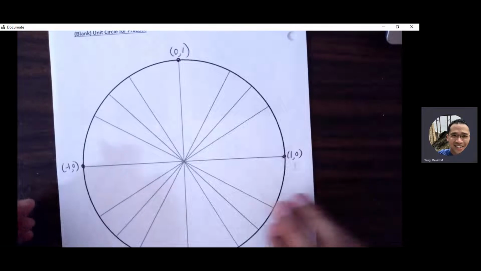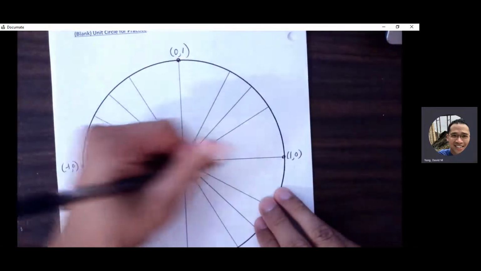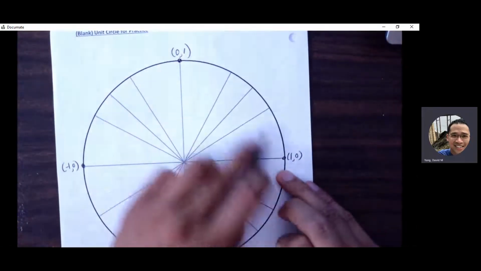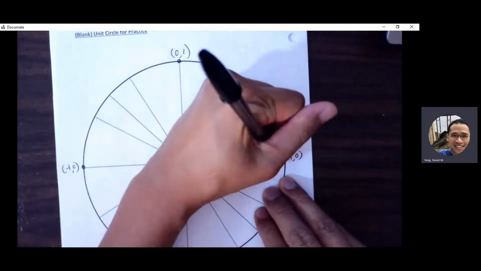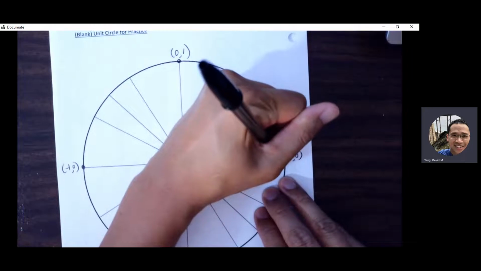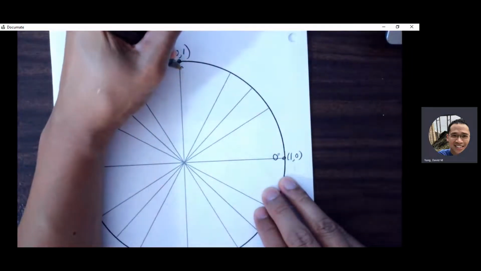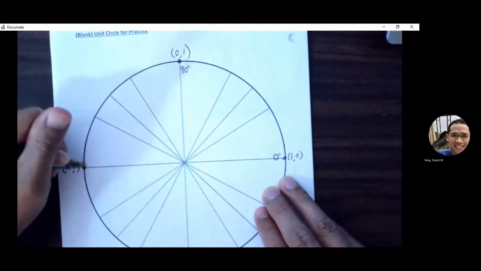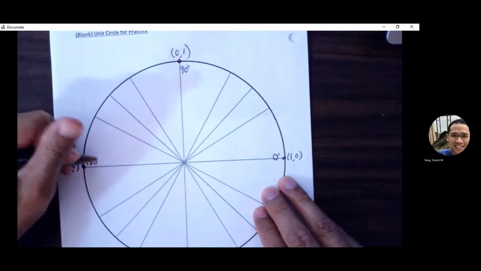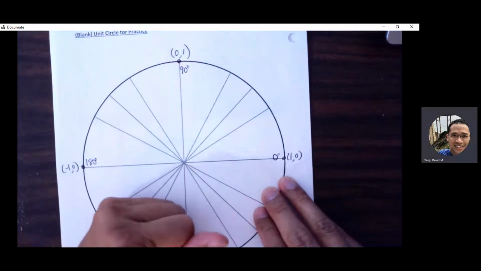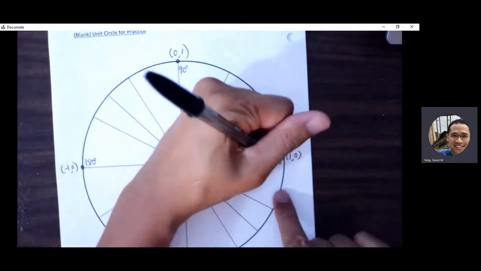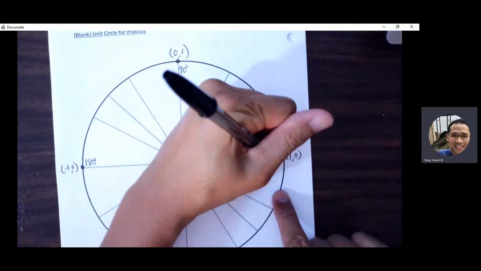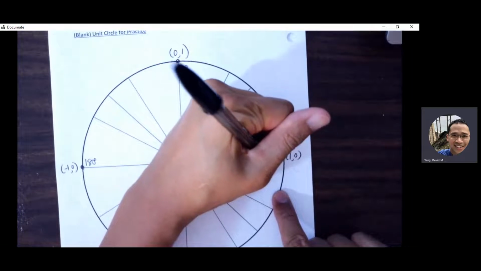In terms of angle measures, we know the easiest angles to find are the ones along these quadrant angles. So we know this is 0 degrees. This is 90 degrees, 180, and 270. And then if we circle back to our starting point here, we can also call this 360 degrees.